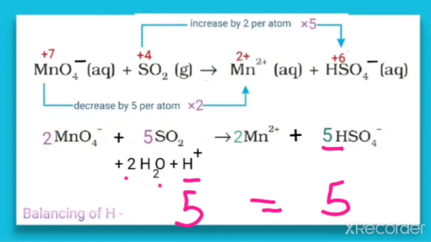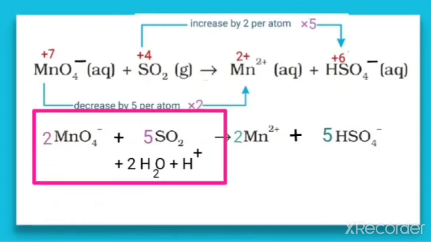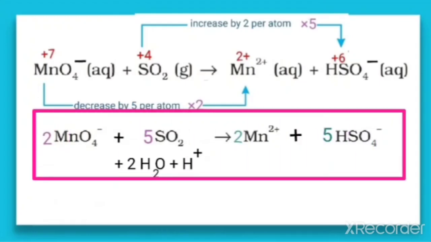Therefore the number of H is balanced, as the number of O we have already balanced, and the number of Mn and number of S are already balanced. So when you find out here, all the terms are balanced. So this is the balanced equation. This one is the balanced equation.